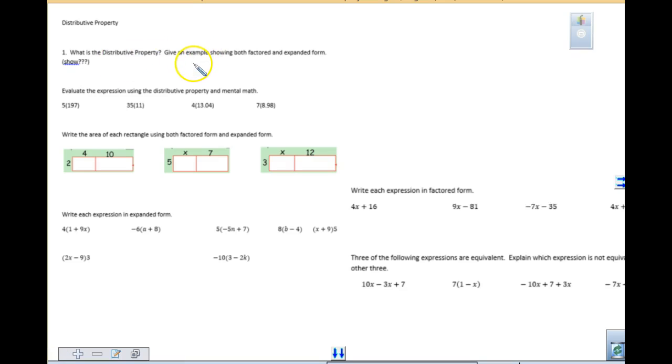What is the distributive property? Give an example showing both the factored and expanded form. So that's kind of like giving me an example of that rectangle. Okay, that's what I'm looking for. Okay?